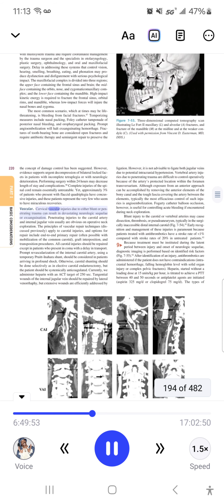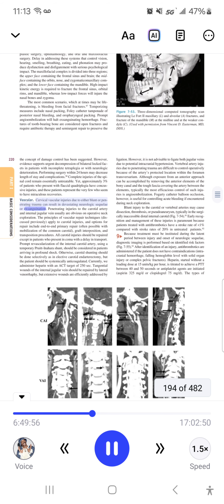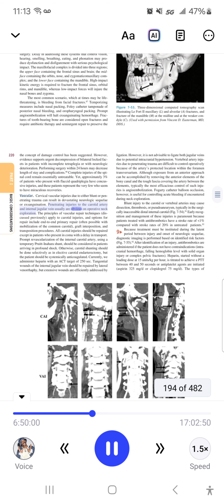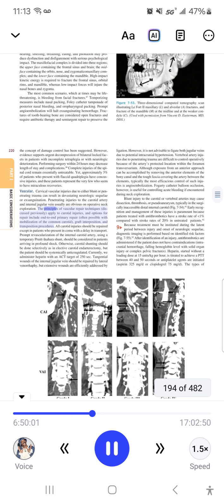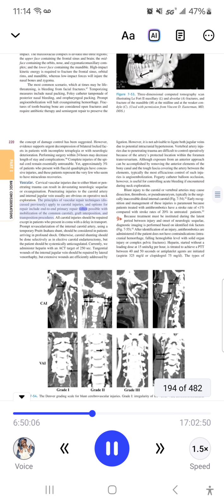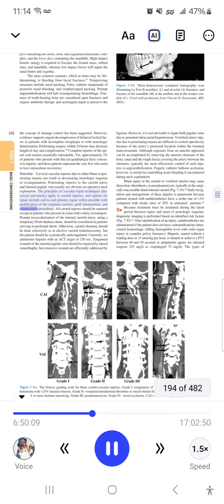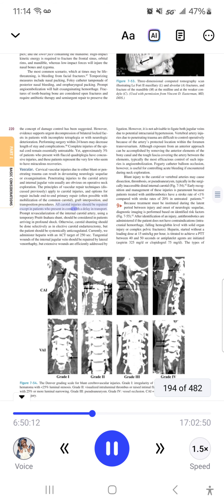Vascular. Cervical vascular injuries due to either blunt or penetrating trauma can result in devastating neurologic sequelae or exsanguination. Penetrating injuries to the carotid artery and internal jugular vein usually are obvious on operative neck exploration. The principles of vascular repair techniques discussed previously apply to carotid injuries, and options for repair include end-to-end primary repair, often possible with mobilization of the common carotid, graft interposition, and transposition procedures. All carotid injuries should be repaired except in patients who present in coma with a delay in transport.